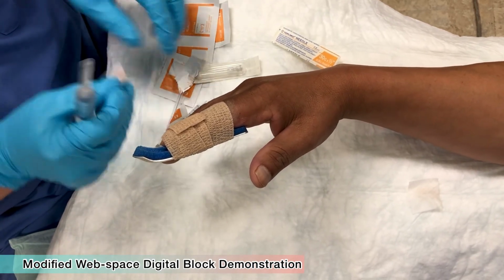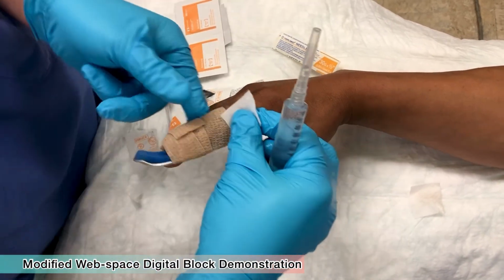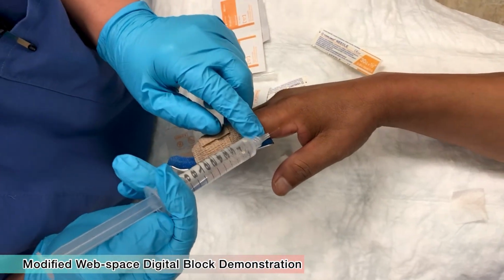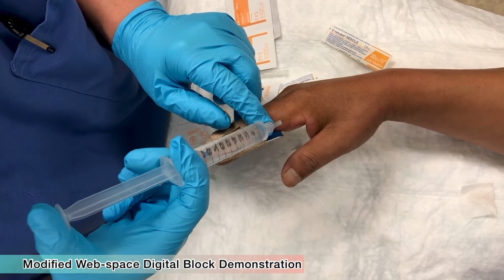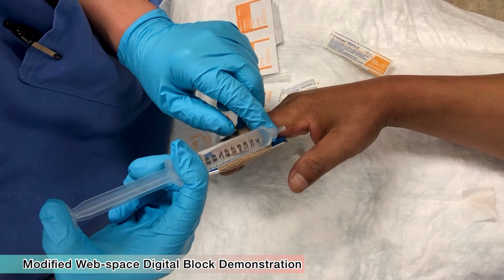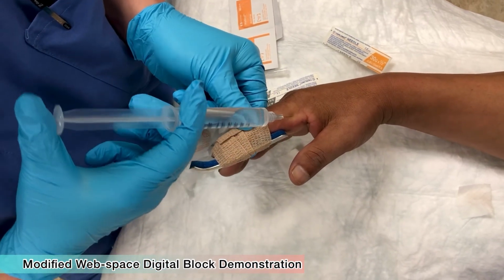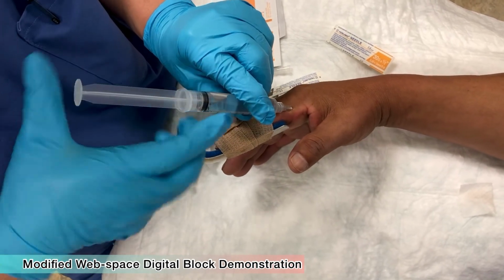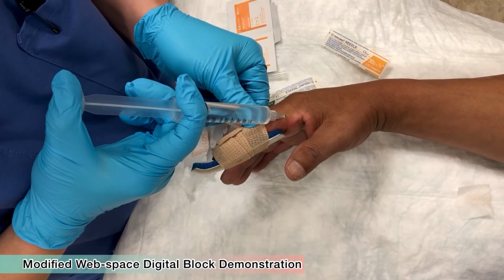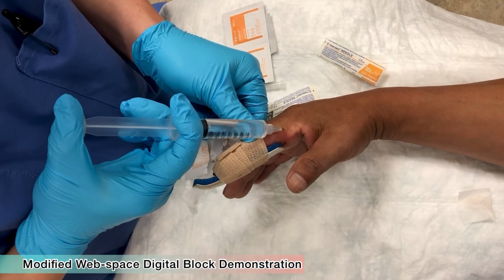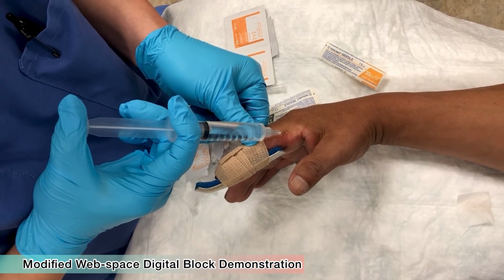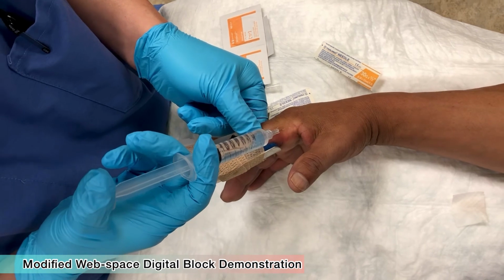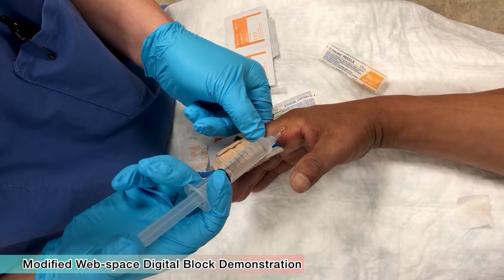So now I'm going to inject the other side of the index finger. You make a skin wheel to numb the skin first. It will help the pain. Then advance the needle a little bit towards the palm side, and aspirate. Make sure there's no blood, and then start to inject. Keep injecting while withdrawing the needle. Okay, then put the needle back. I would go a little bit in the dorsal direction.